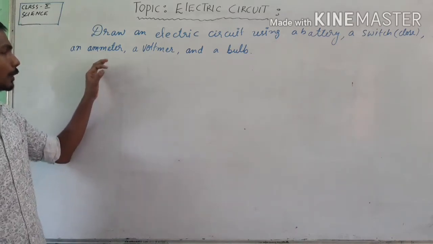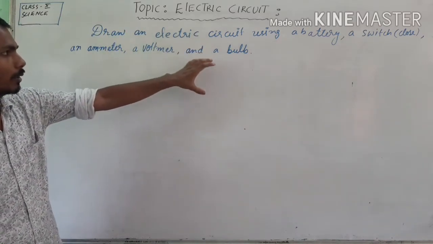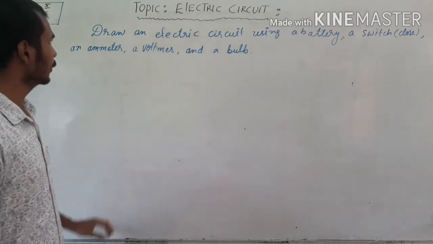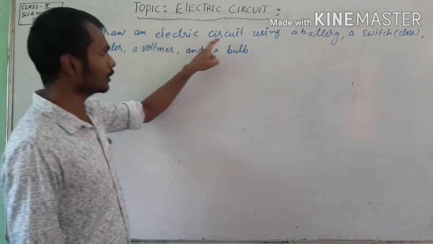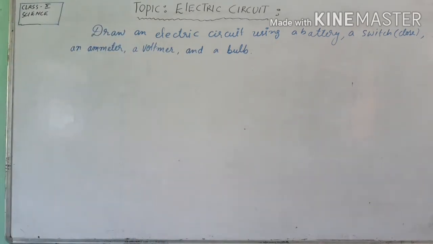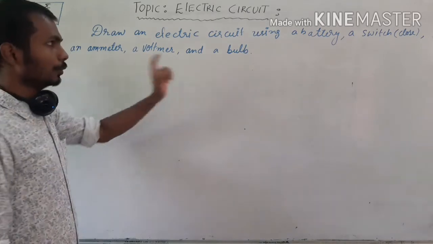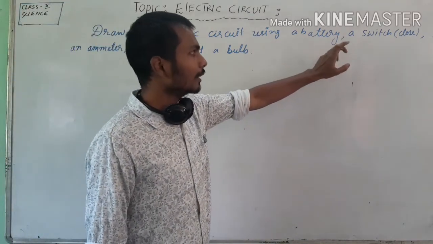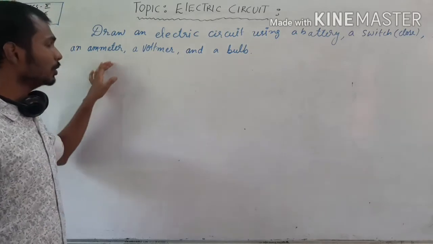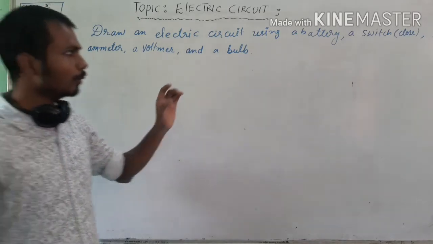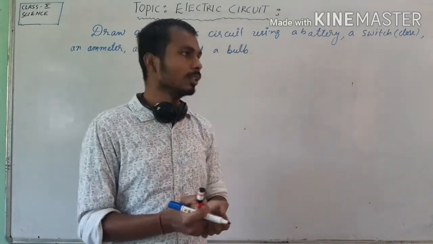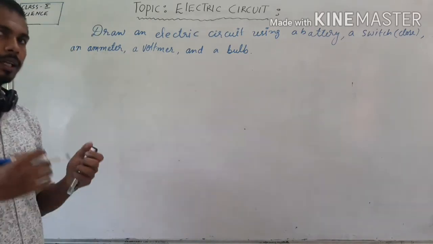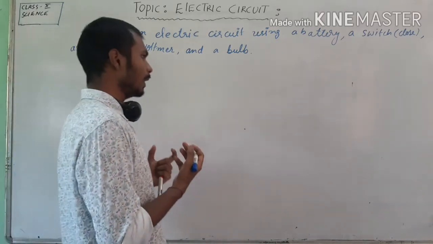Today we are going to draw an electric circuit using the above given information. The question is asking us to draw an electric circuit using a battery, a switch, an ammeter, a voltmeter and a bulb. Now, what is the state of the switch? The switch should be closed, meaning the current is passing in the circuit. So we have to draw that type of circuit.